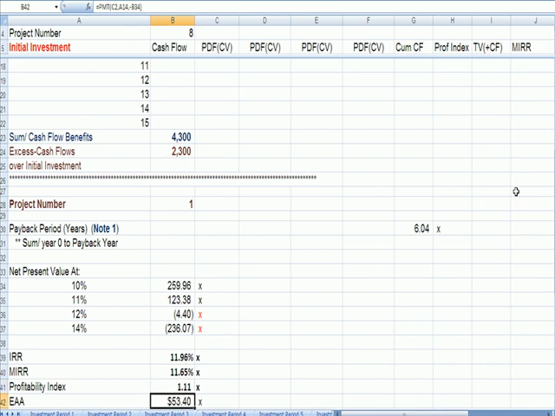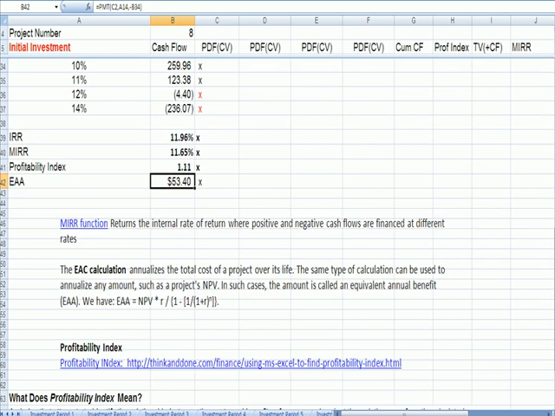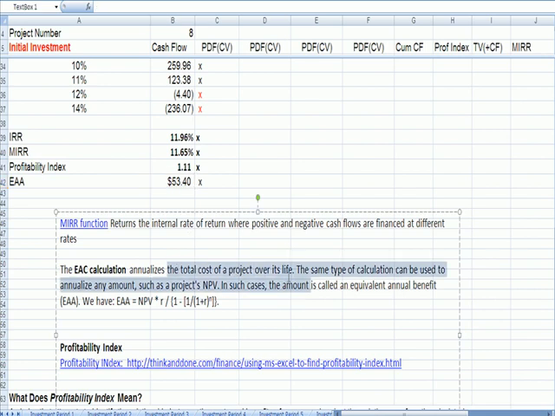Finally, we have EAA, where we have a short definition here at the bottom. EAA or EAC annualizes the total cost of the project over its life. The same type of calculation can be used to annualize any amount, such as the project's NPV, net present value. In such cases, the amount is called equivalent annual benefit, EAA. And they give you a formula there to figure that out.